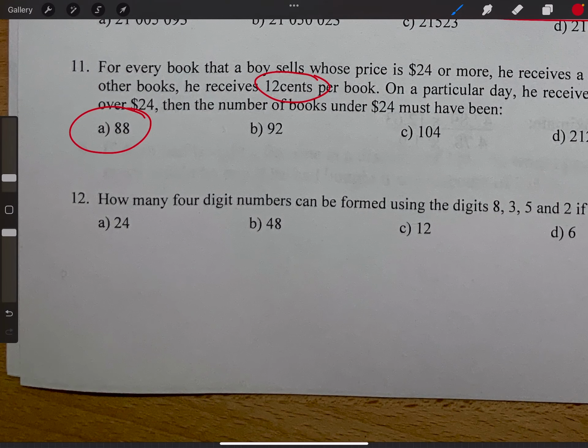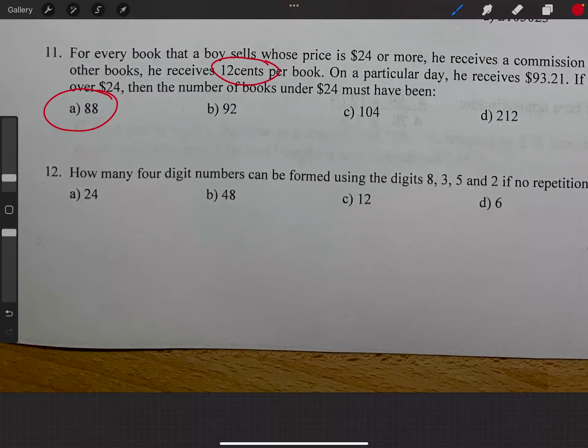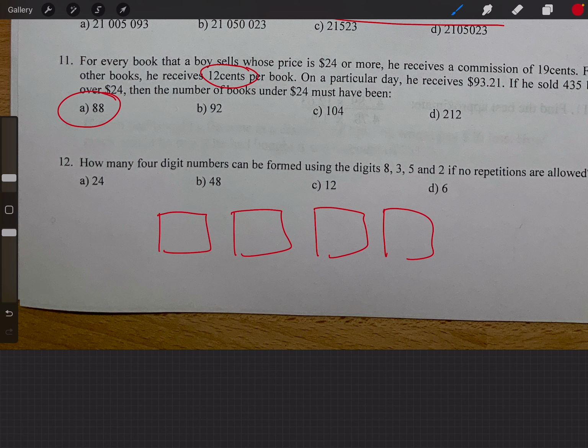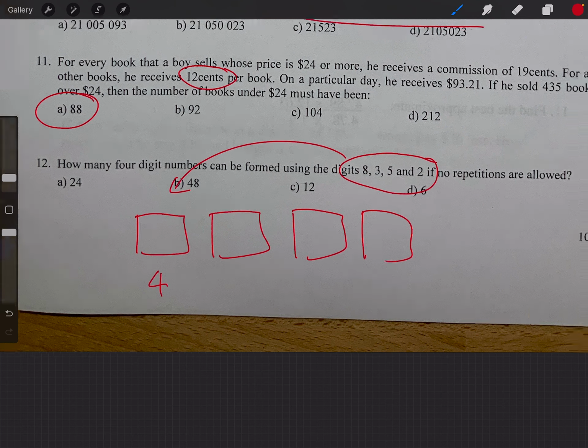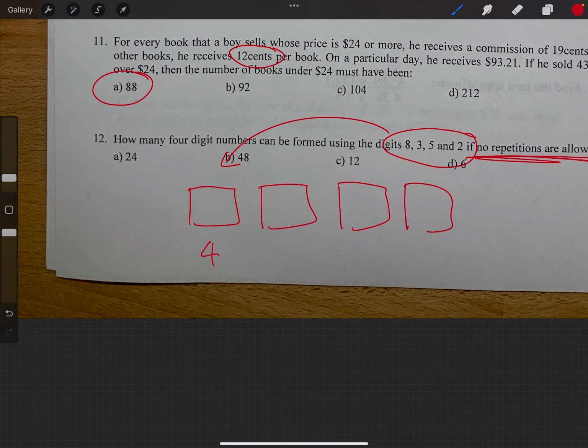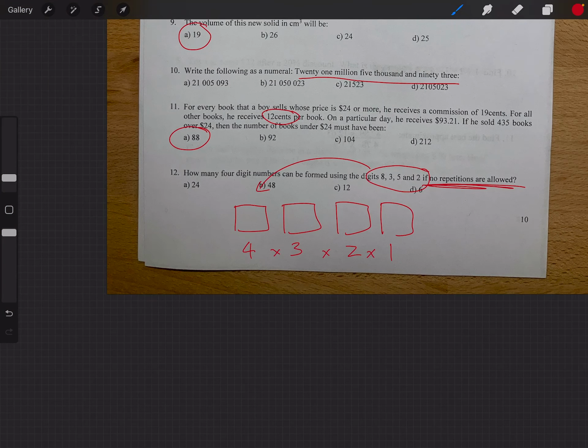Now the next one says, how many 4-digit numbers can be formed using the digits 8, 3, 5 and 2? How many numbers can we put in the first digit? We can have 4, if no repetitions are allowed. The second digit, you can only have 3. The third digit, only 2 left, and then 1. So we multiply them, and we get the answer. Alright, I hope that helps.